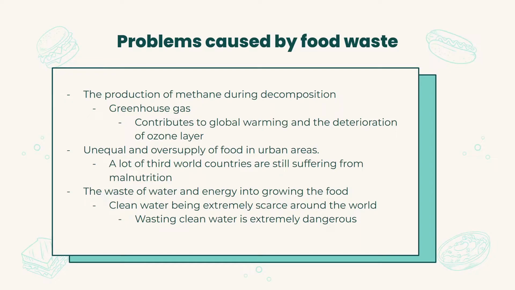It also causes an unequal distribution and oversupply of food in urban areas. A lot of third world countries are still suffering from malnutrition, but most of the resources are being directed towards urban areas instead, causing oversupply, which, as we can see in our waste food bin, is often dumped out. And lastly, the waste of water and energy put into growing the food.